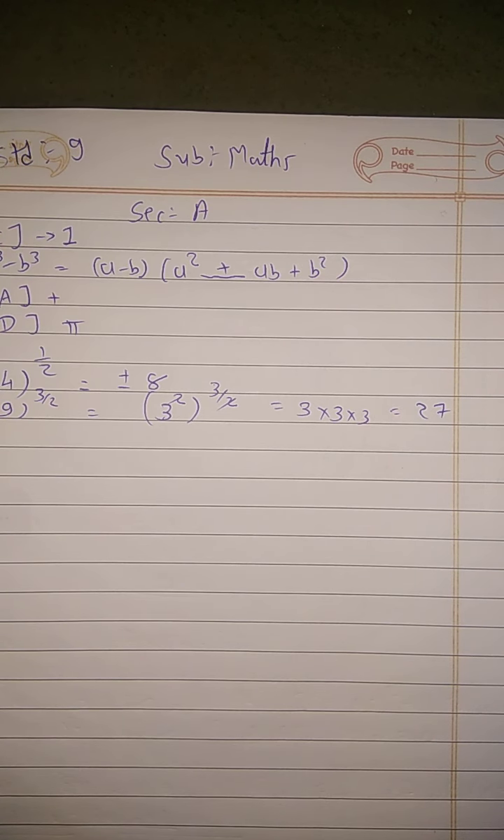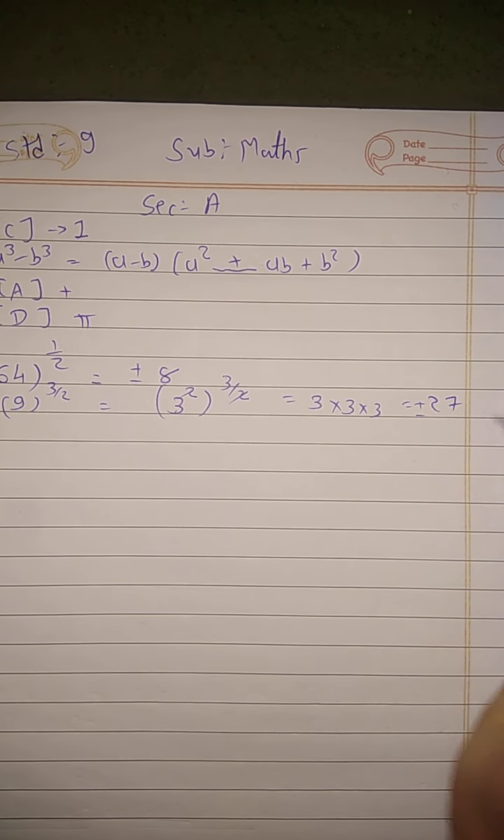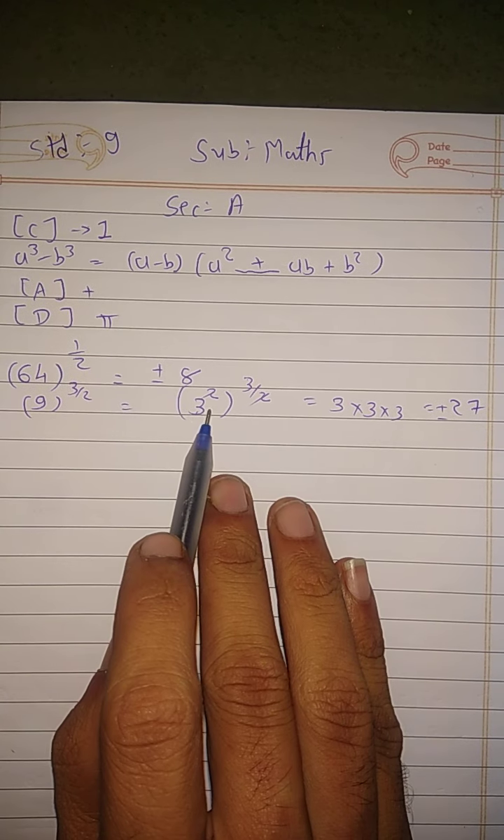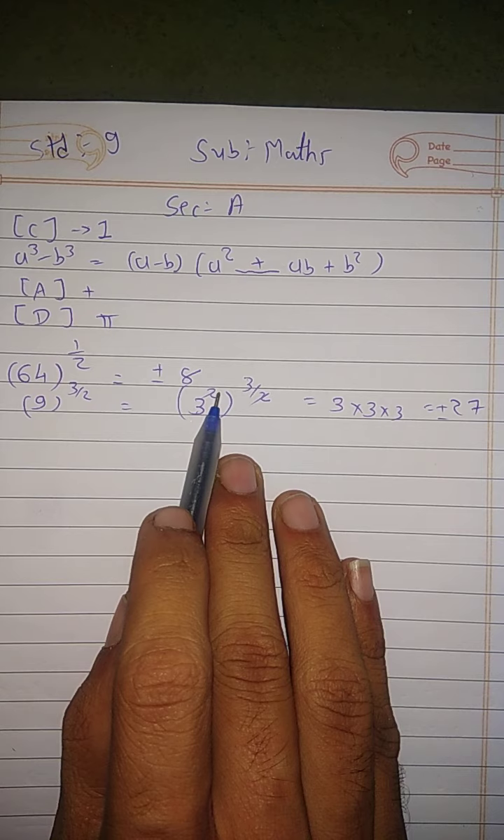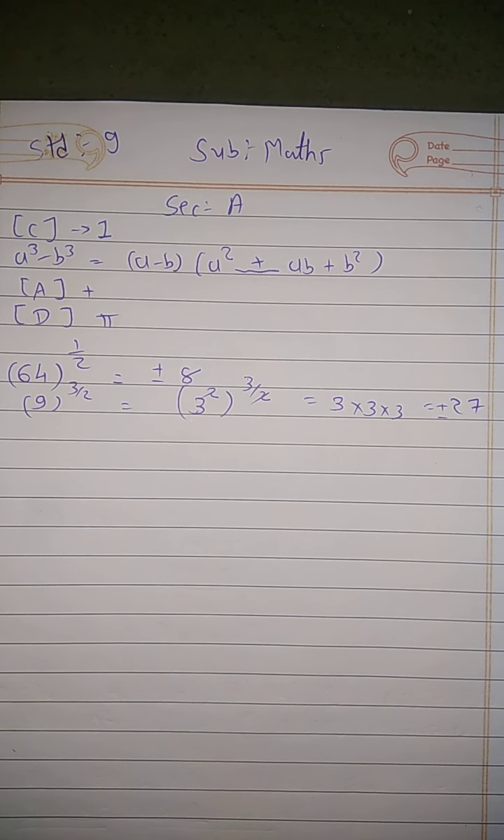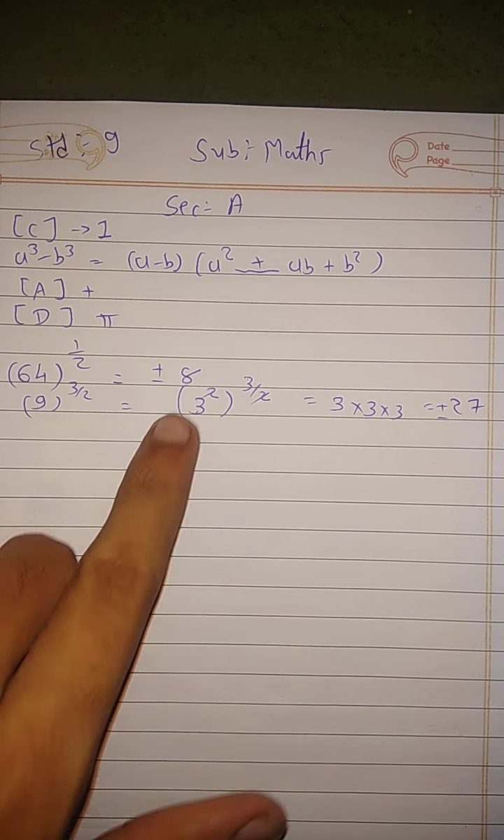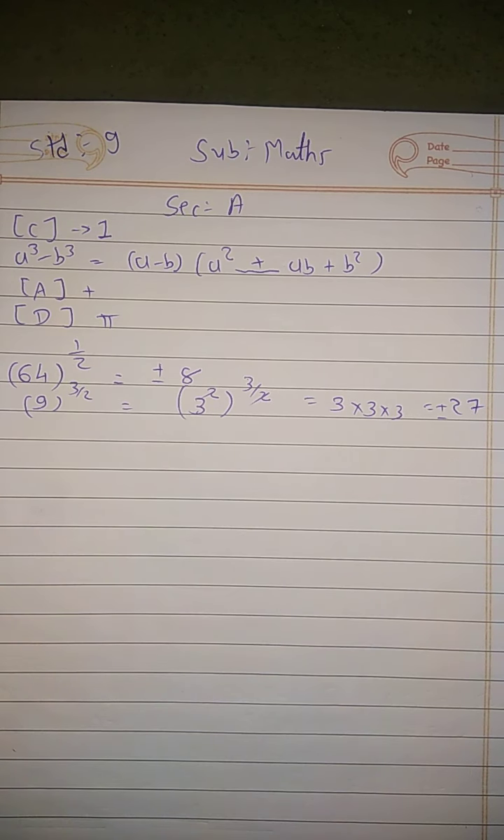Here we can even write the answer with the plus or minus sign, because we have 3 square, so we can write plus or minus 3 cube. So our answer is plus or minus 27. But if you write plus 8 and plus 27, then even your answer is right.